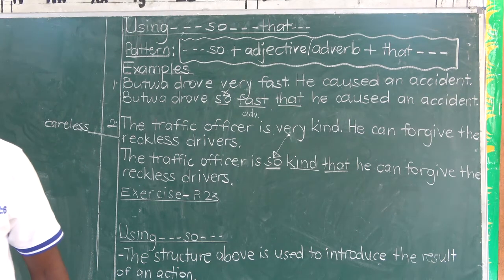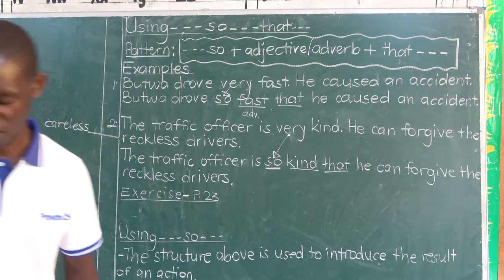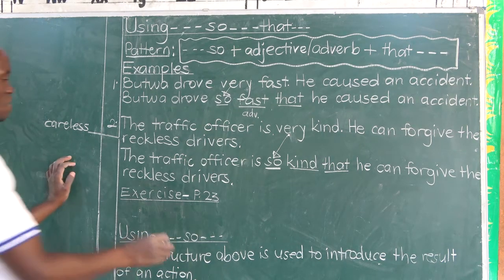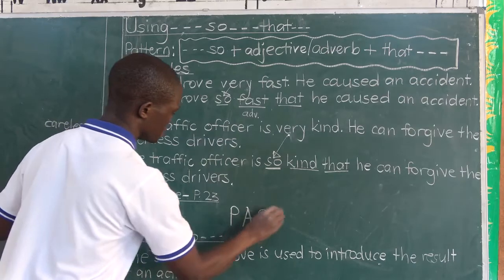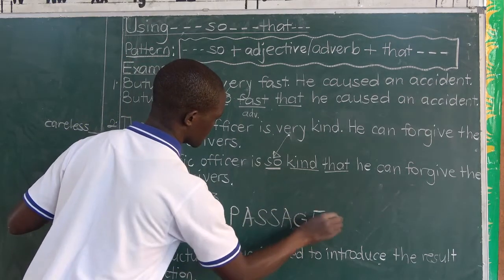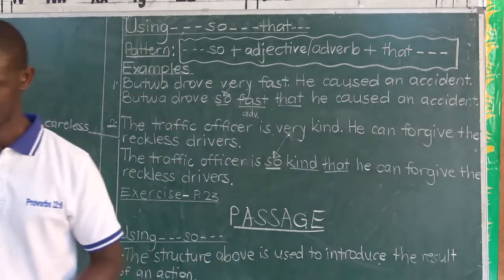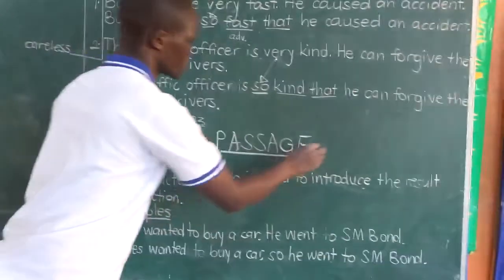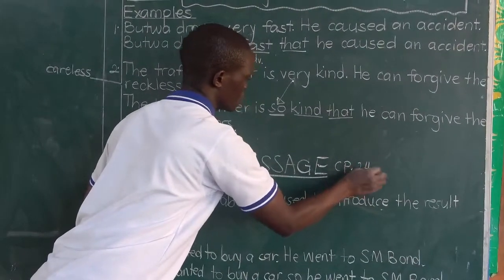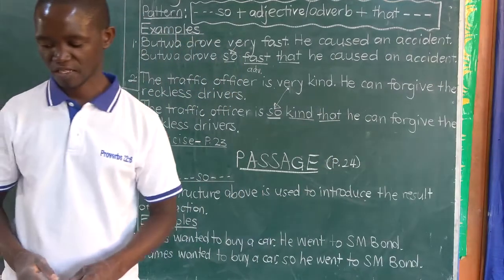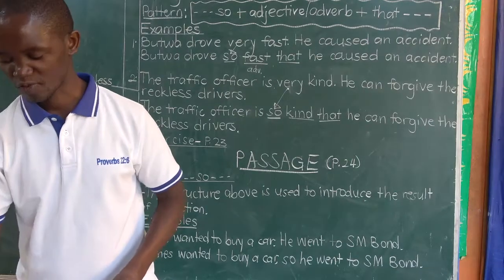Exercise. We have an activity about that, and that should be on page 23. Page 23, you'll find an activity concerning what the teacher has been teaching about, using "so that". And after that activity, there is a passage. This passage is not different from the passages we have been looking at. You'll find it on page 24. As usual, read it carefully, and then answer the questions about it in full sentences.